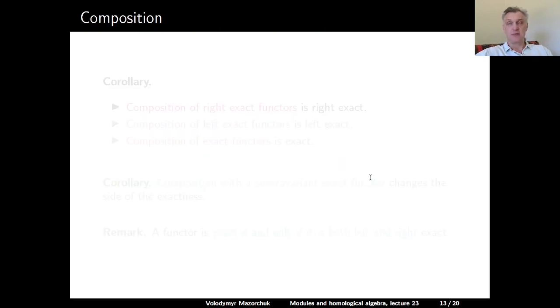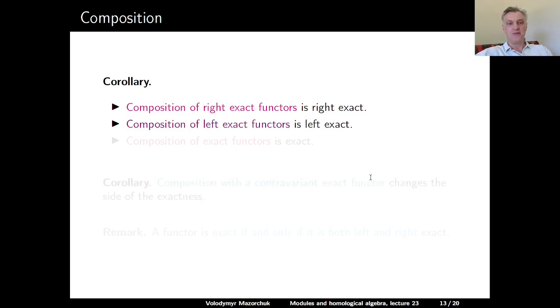Now we can use this more symmetric characterization of left and right exactness to get the following corollary. First of all, composition of right exact functors is right exact. Indeed, right exact functors are those which send short right exact sequences to short right exact sequences. This requirement is obviously preserved by composition. Similarly, composition of left exact functors is left exact, and composition of exact functors is exact.